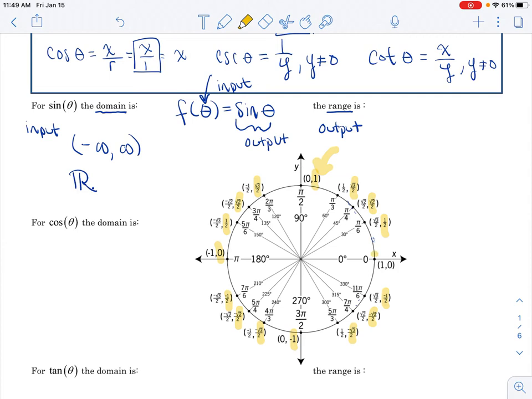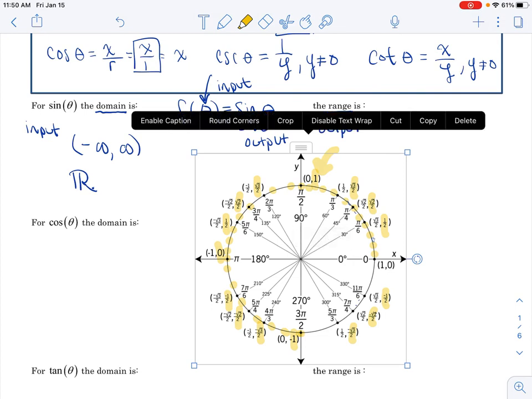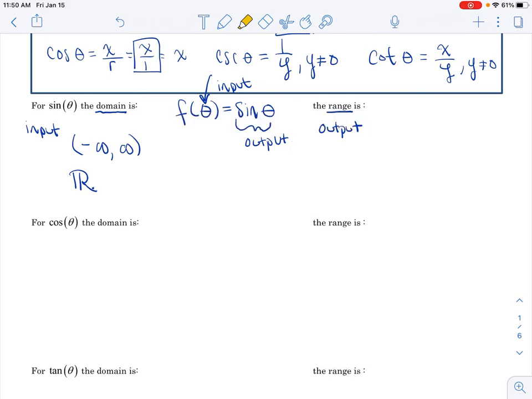And because I keep going around, it's going to give me out values here. We just don't know them off the top of our head. I hit that 1, and then I start coming down again. I hit that 0, and I keep coming down and down and down, so I hit a negative 1. So for this one, we get negative 1 to 1 is our range.